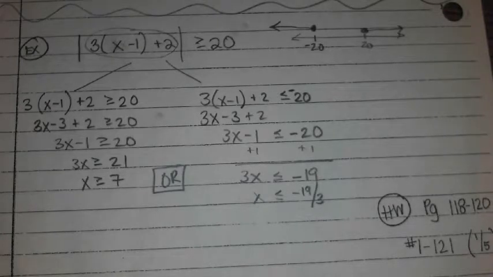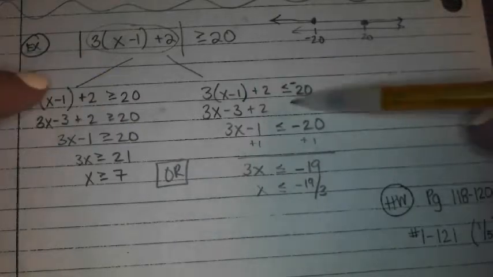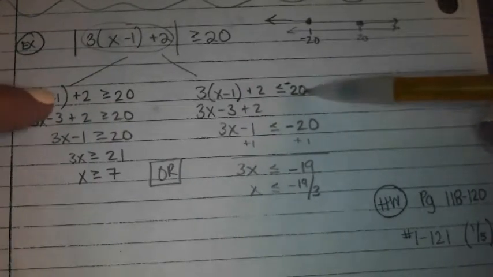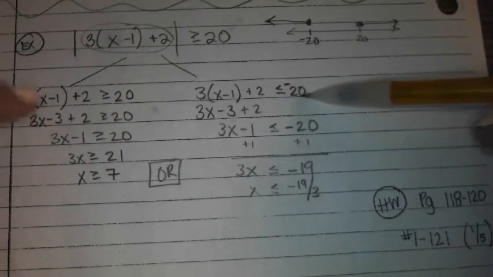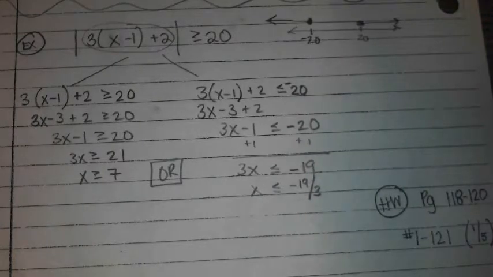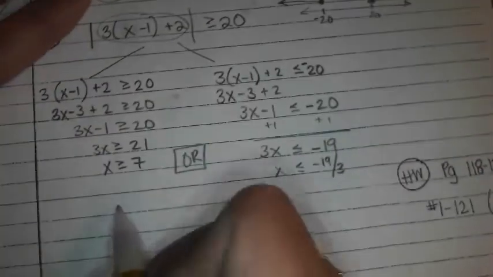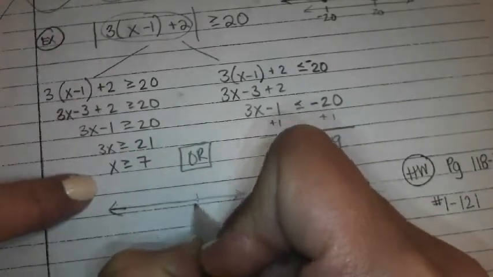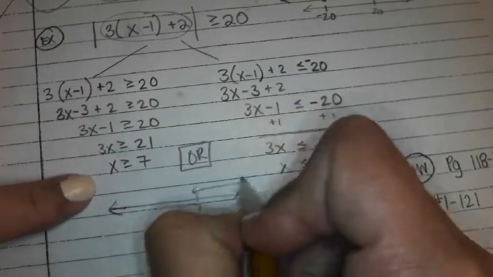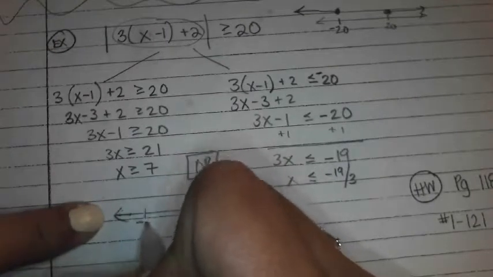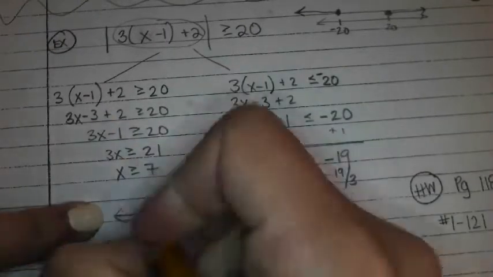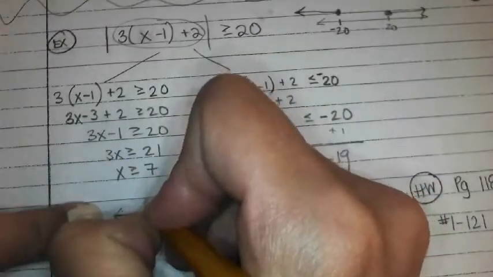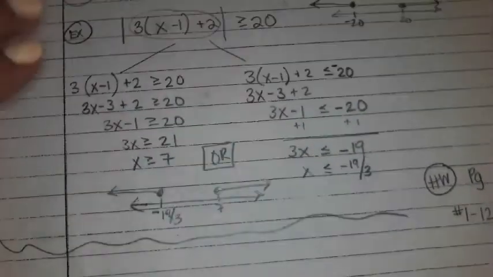Okay? This breaking it up into two separate technique could have been used on the front side as well. Okay, so for this particular one, I'm going to graph these solutions. Greater than or equal to 7 would put you that way. Less than or equal to negative 19 thirds would put you that way. So that would have been that solution.